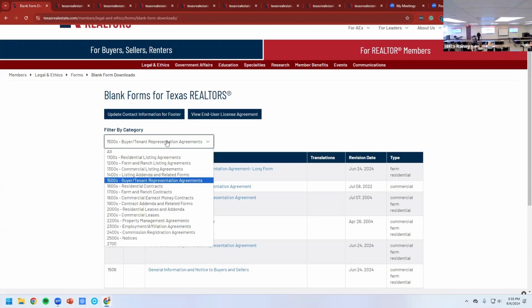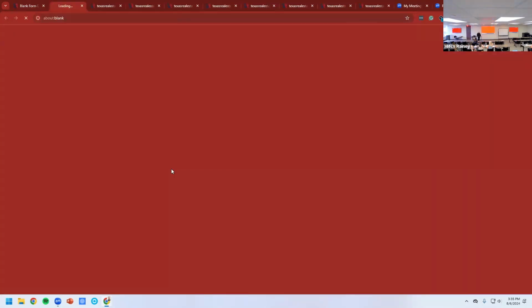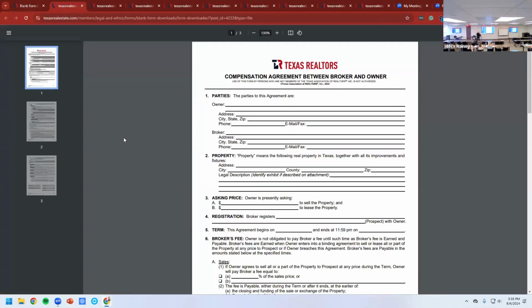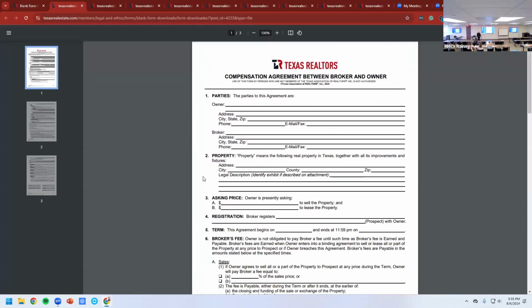Okay, now we're going to look at the 2402. Okay, we can do 01 first. Compensation agreement between broker and owner. So who's the owner of the property? What's the property address, legal description? This is the 2401 compensation agreement between broker and owner.